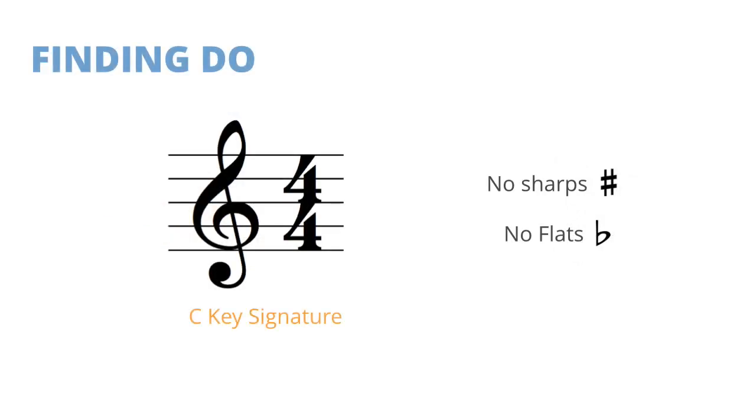This is the key signature for C major. You can find the key signature at the beginning of the music. Now, since there are no sharps or flats in the key of C, there's really nothing to see here, but that makes it one of the easiest to remember. Do is determined by the key. So since this is the key of C, C is do.